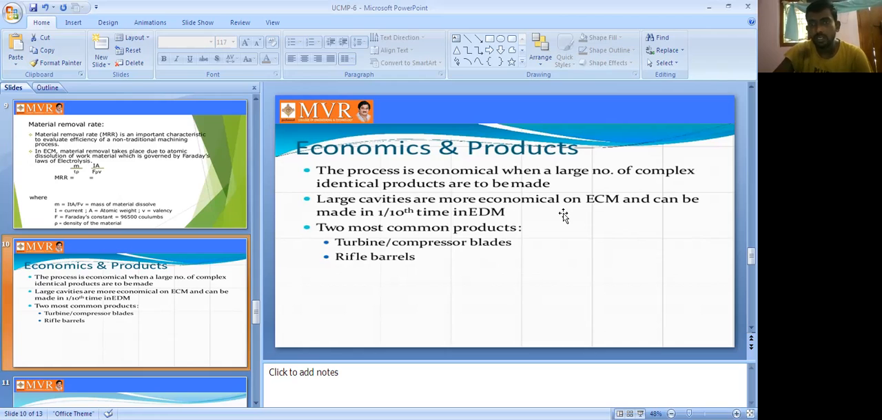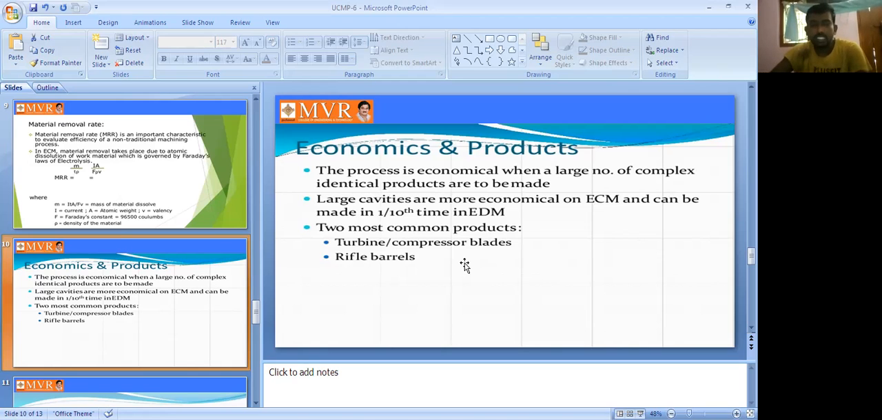Large cavities are more economical in ECM and can be made in one tenth of the time taken in EDM. The two most common products are turbine and compressor blades, and rifle barrels. These are the main products you can manufacture using ECM.